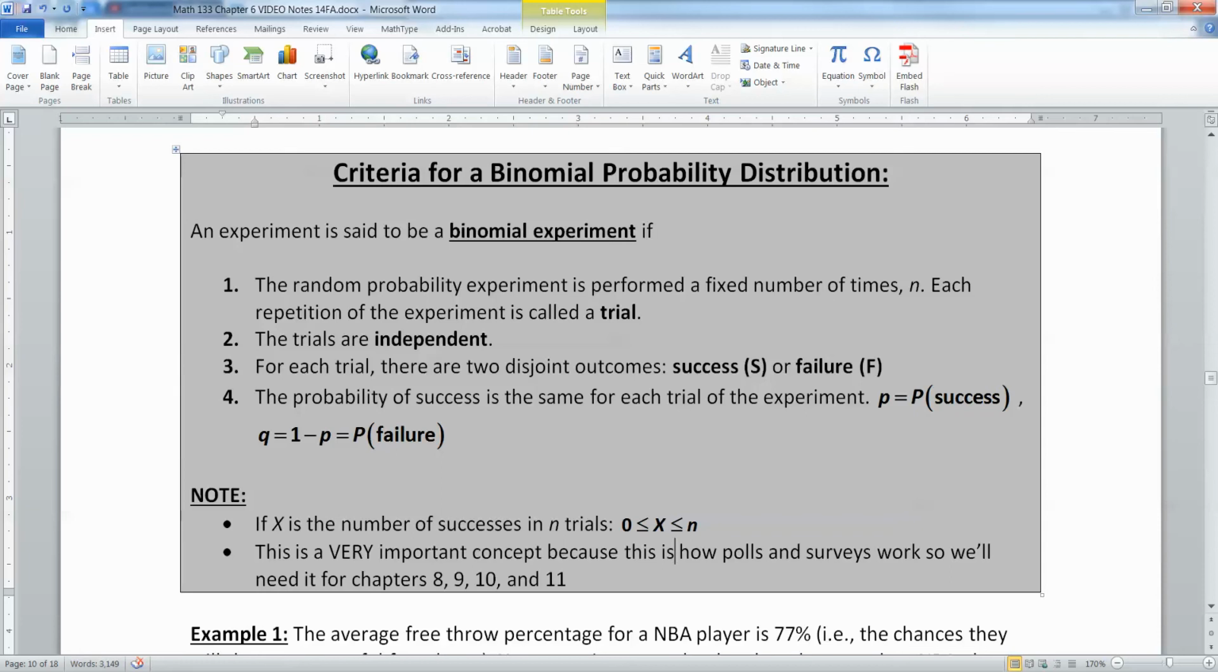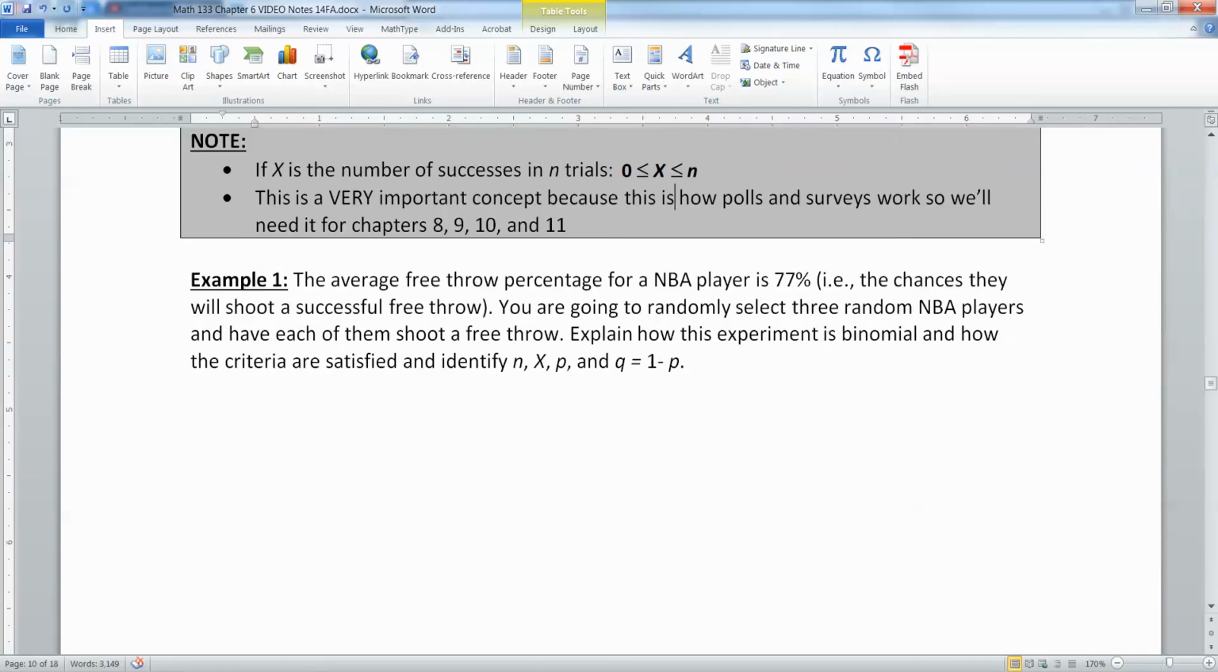Now, this whole idea of a binomial distribution is actually extremely important to us, and we are going to see a lot of it once we hit section 8.2 and beyond. So keep in mind that the concept you're learning here is very key to being able to work with polls and surveys in later chapters. But for right now, let's see if we can explain it for our particular problem.